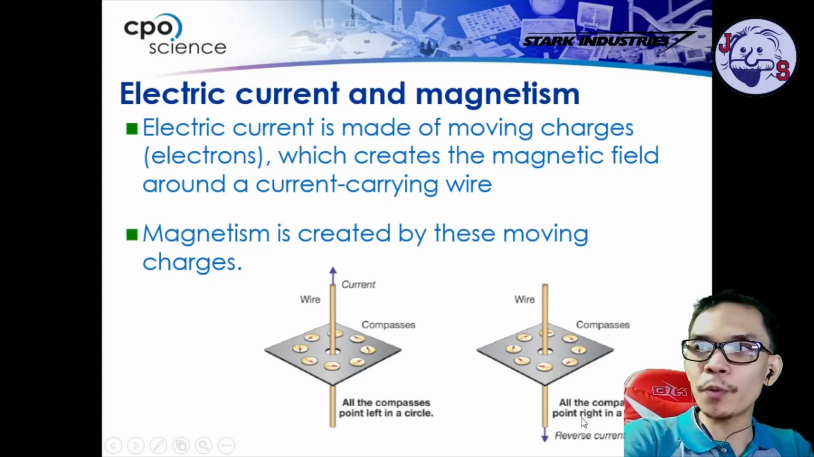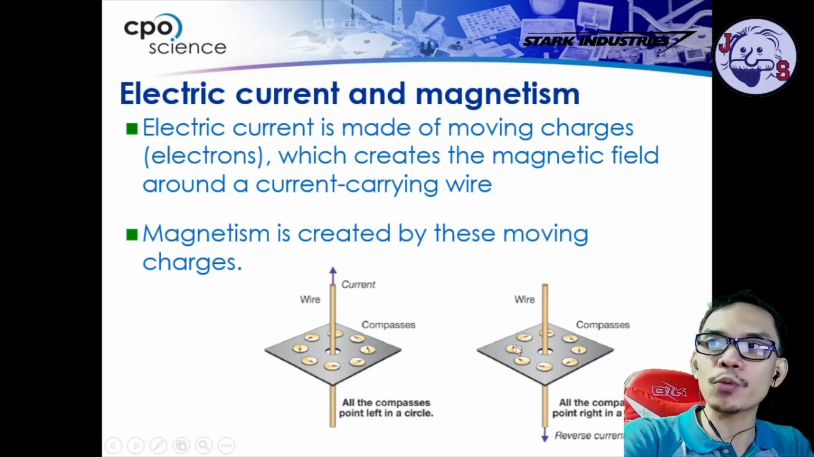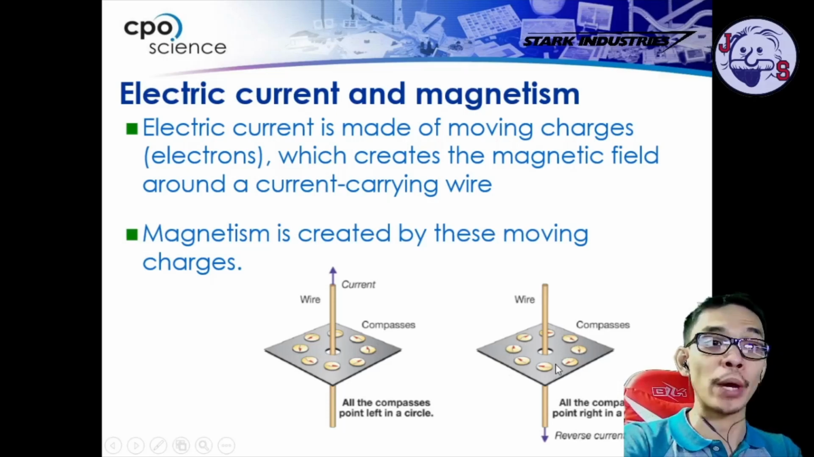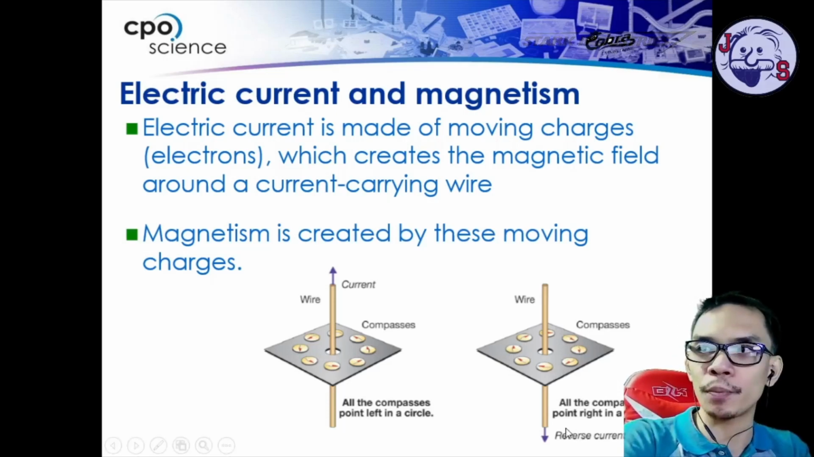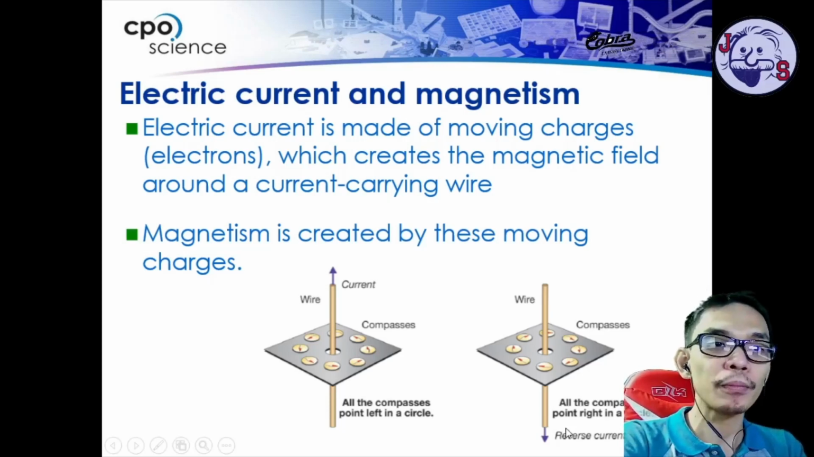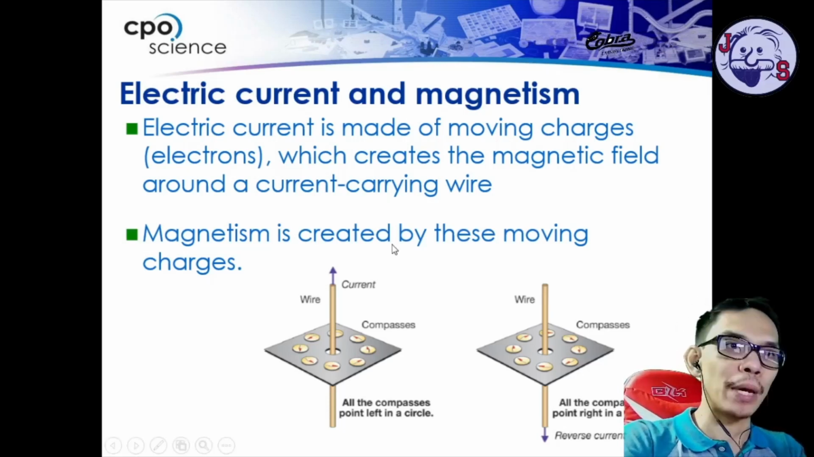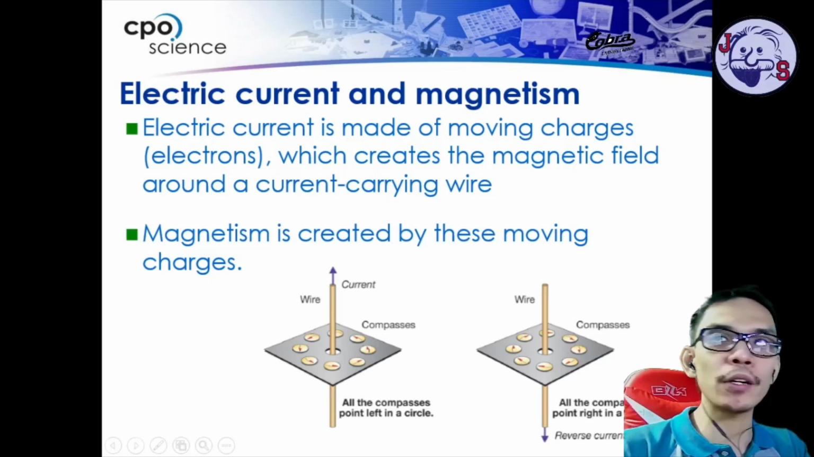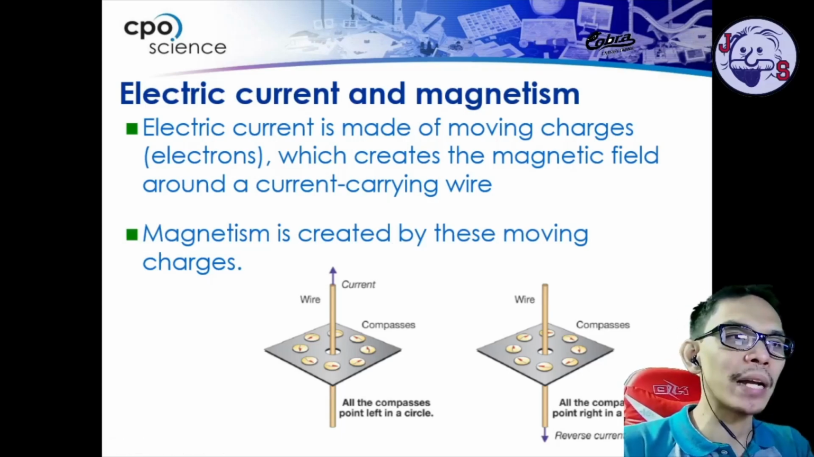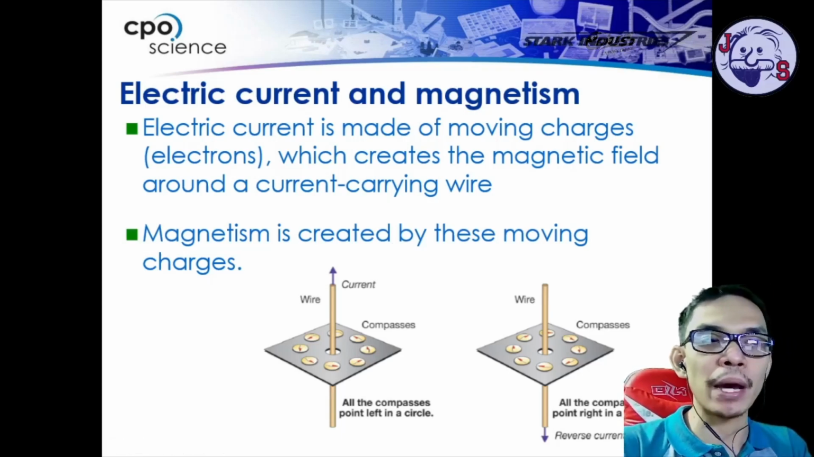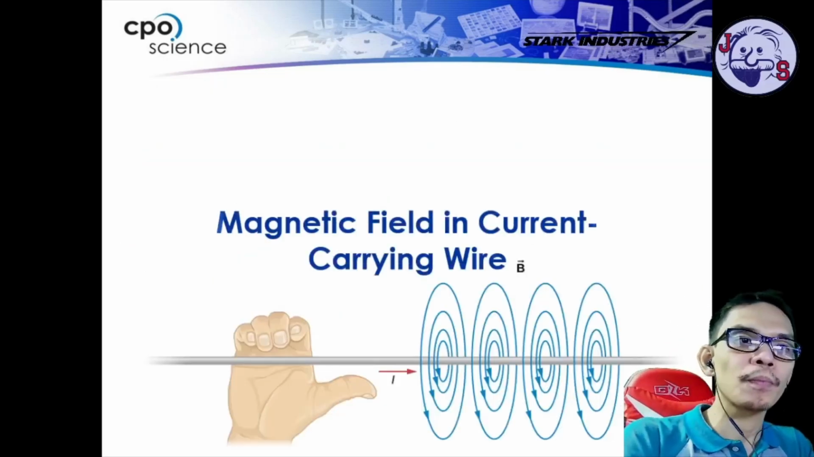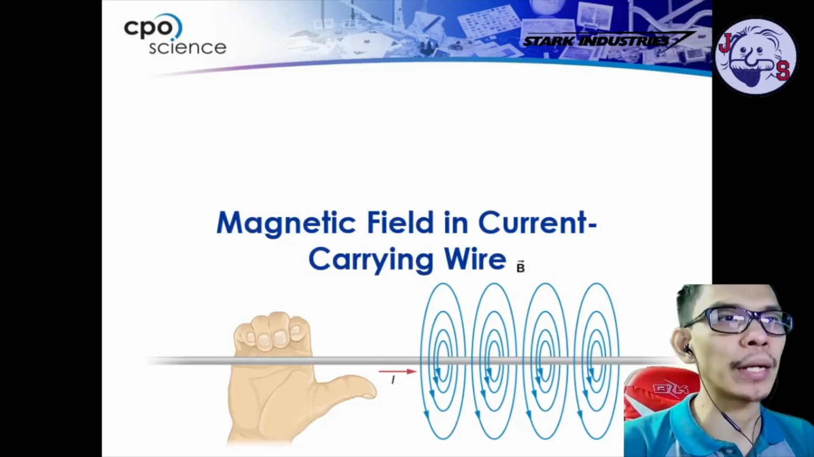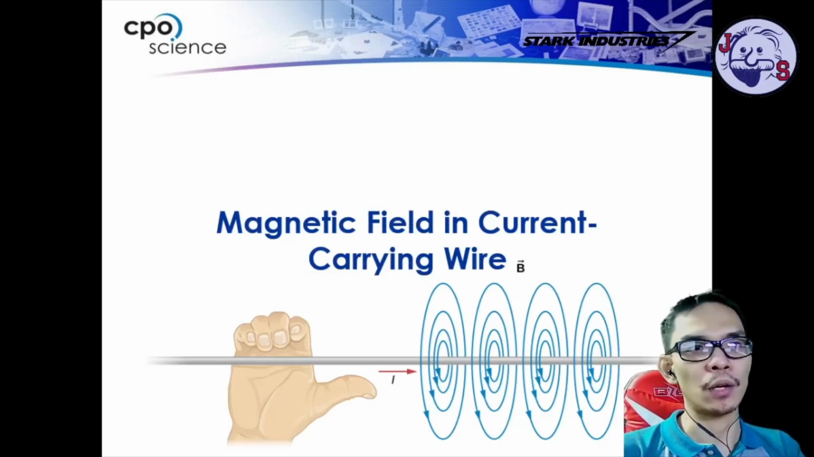Now, if you reverse the direction of the current, the compass will respond in reverse as well. So, in short, the magnetic field is dependent on the direction of the current inside the wire. Basically, what he concluded on this experiment is that magnetism is created by these moving charges. So we have now the magnetic field in a current carrying wire.